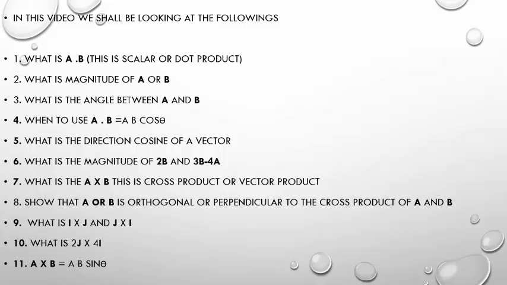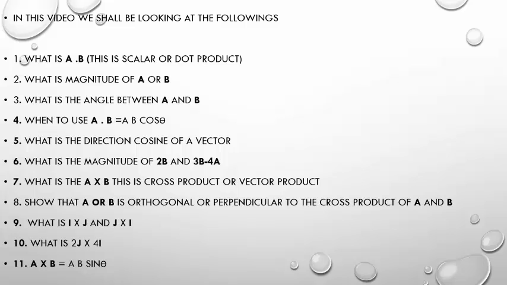What is the magnitude of 2B and the magnitude of 3B minus 4A? You need to find 2B itself first. You need to find 3B minus 4A first before you can find the magnitude. Then A cross B, the vector product, show that A or B is orthogonal. We'll find the dot product of our A cross B with the answer that we have gotten.